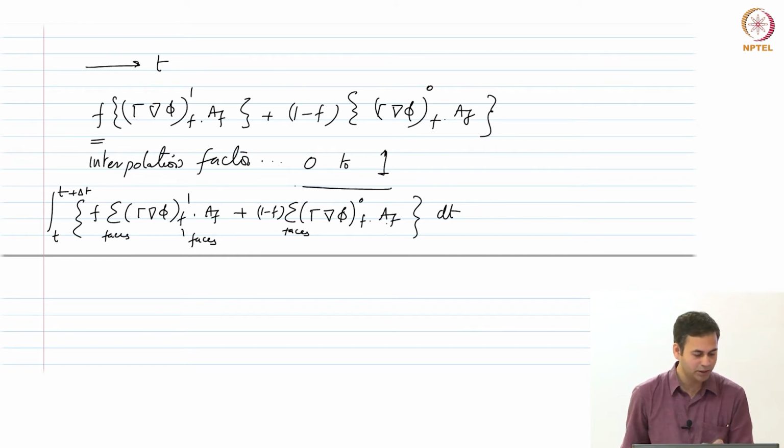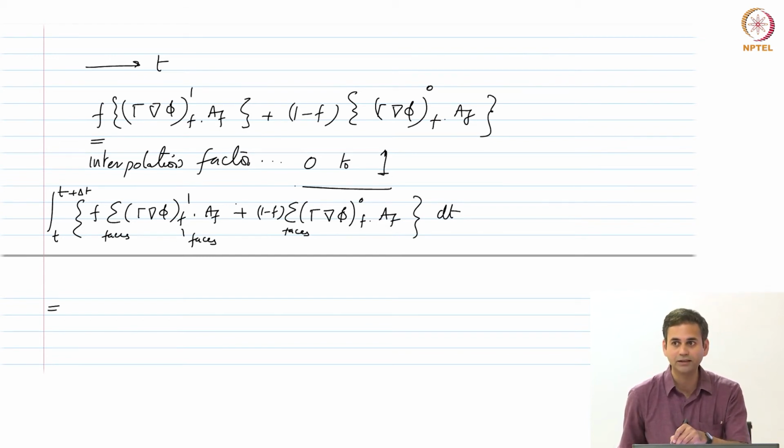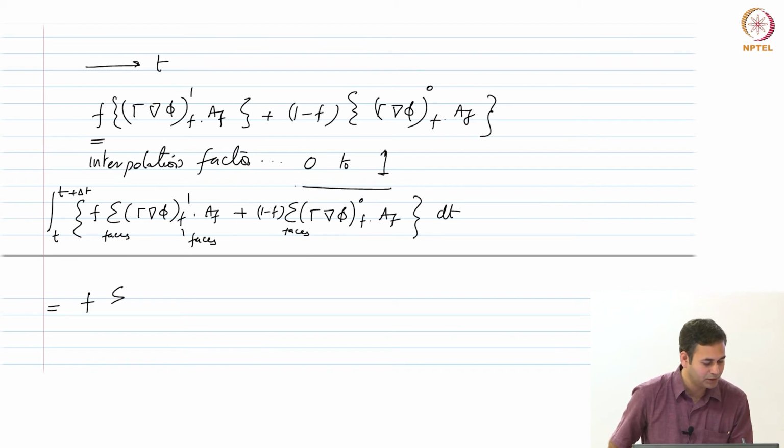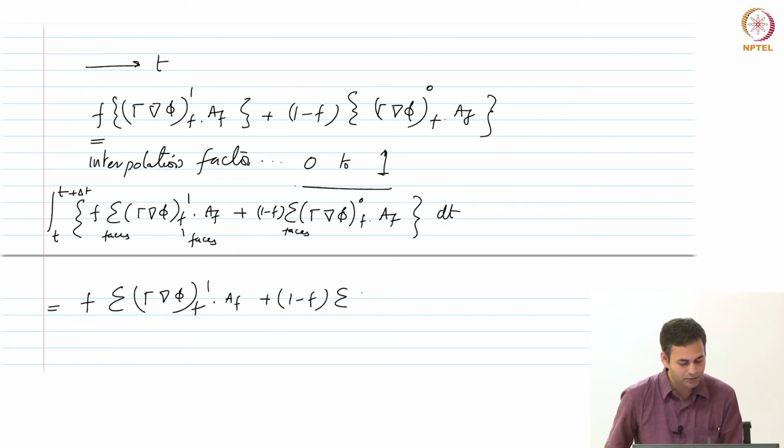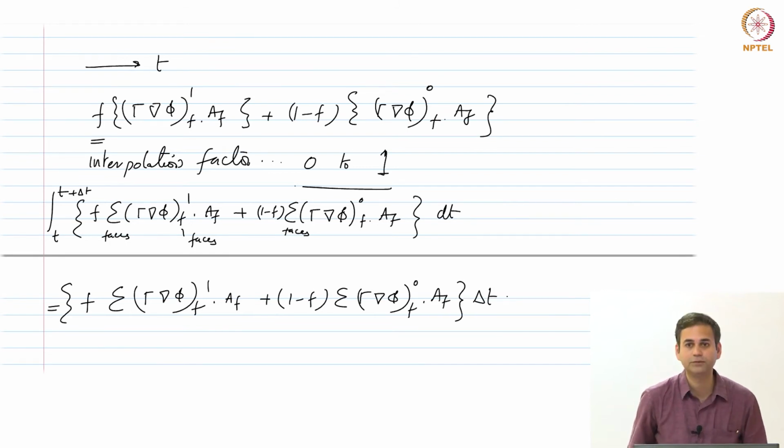So essentially, what will be this integration now? I have some value that I have already interpolated, so I can rewrite this integration as this times the constant delta t. So this is nothing but f times sigma gamma grad phi f1 dot af plus 1 minus f times sigma gamma grad phi f0 dot af, times delta t. Is that correct? This is some constant value which I am integrating over the entire delta t, t to t plus delta t.